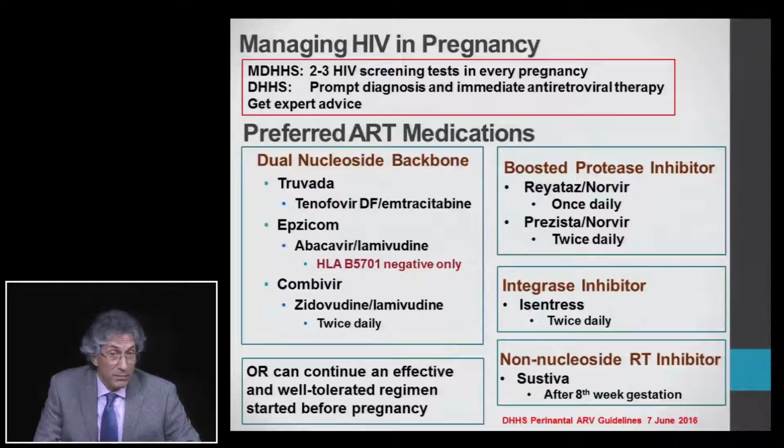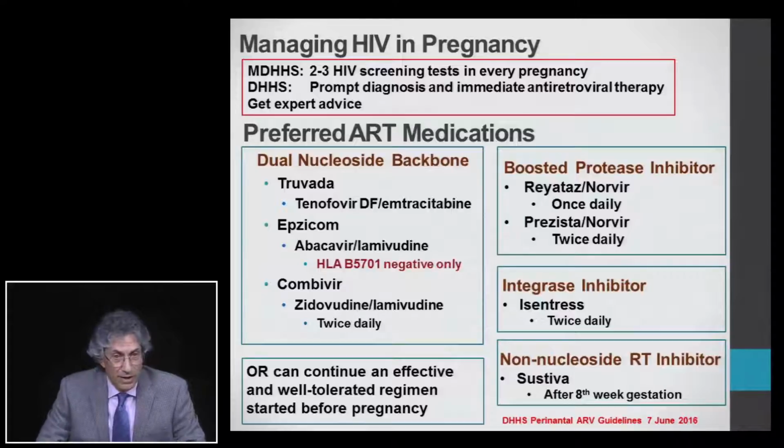Isentress can be used, but there's much less information about it in pregnancy, so it's not usually a top choice so far, and it's also twice daily. And although we didn't discuss it much, the non-nucleoside reverse transcriptase inhibitor Sustiva is still on the list. This is a drug that causes anencephaly in primates, so I have really tried to avoid it. The theory is that the risk only occurs before 8 weeks of gestation, and after 8 weeks, the risk is gone, and so you could use this.